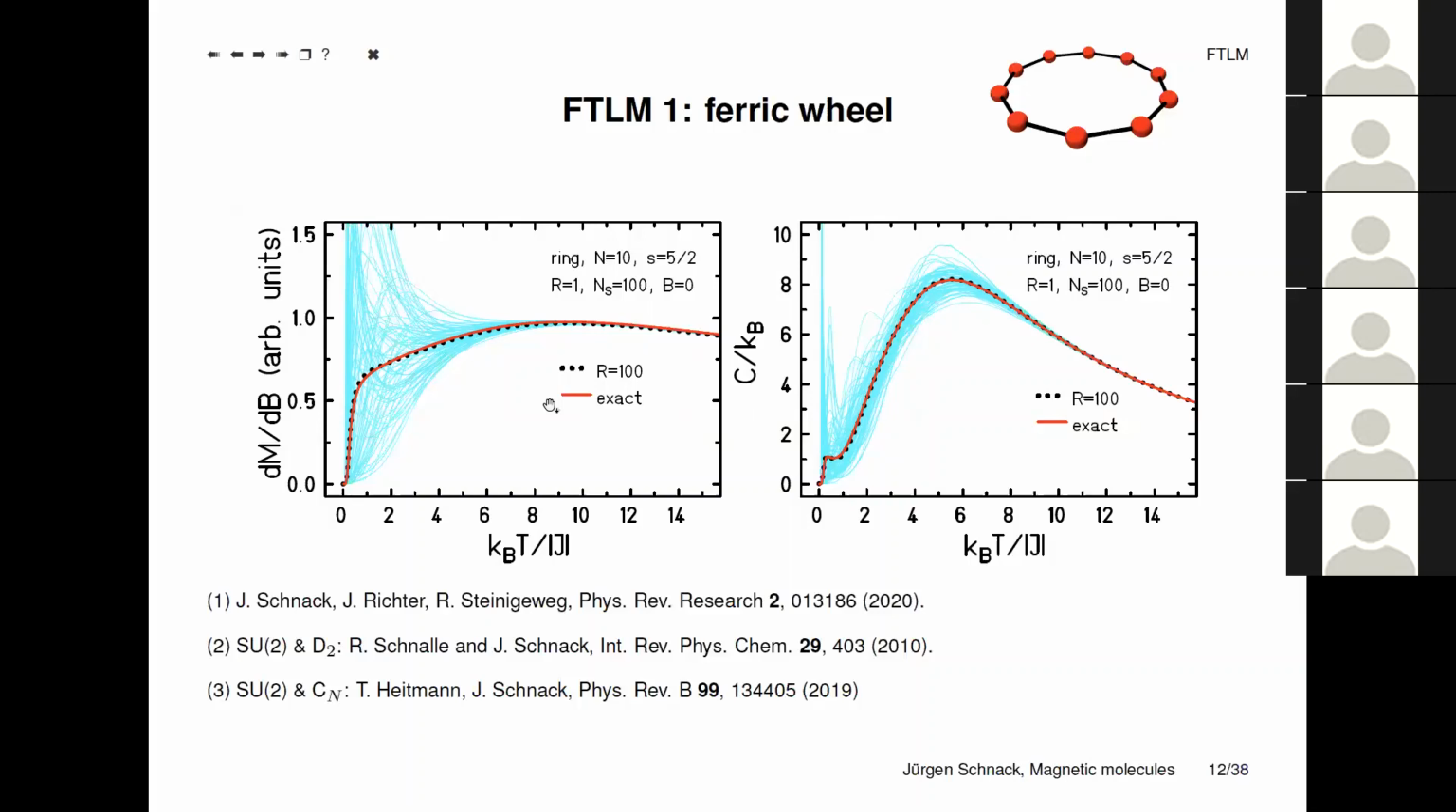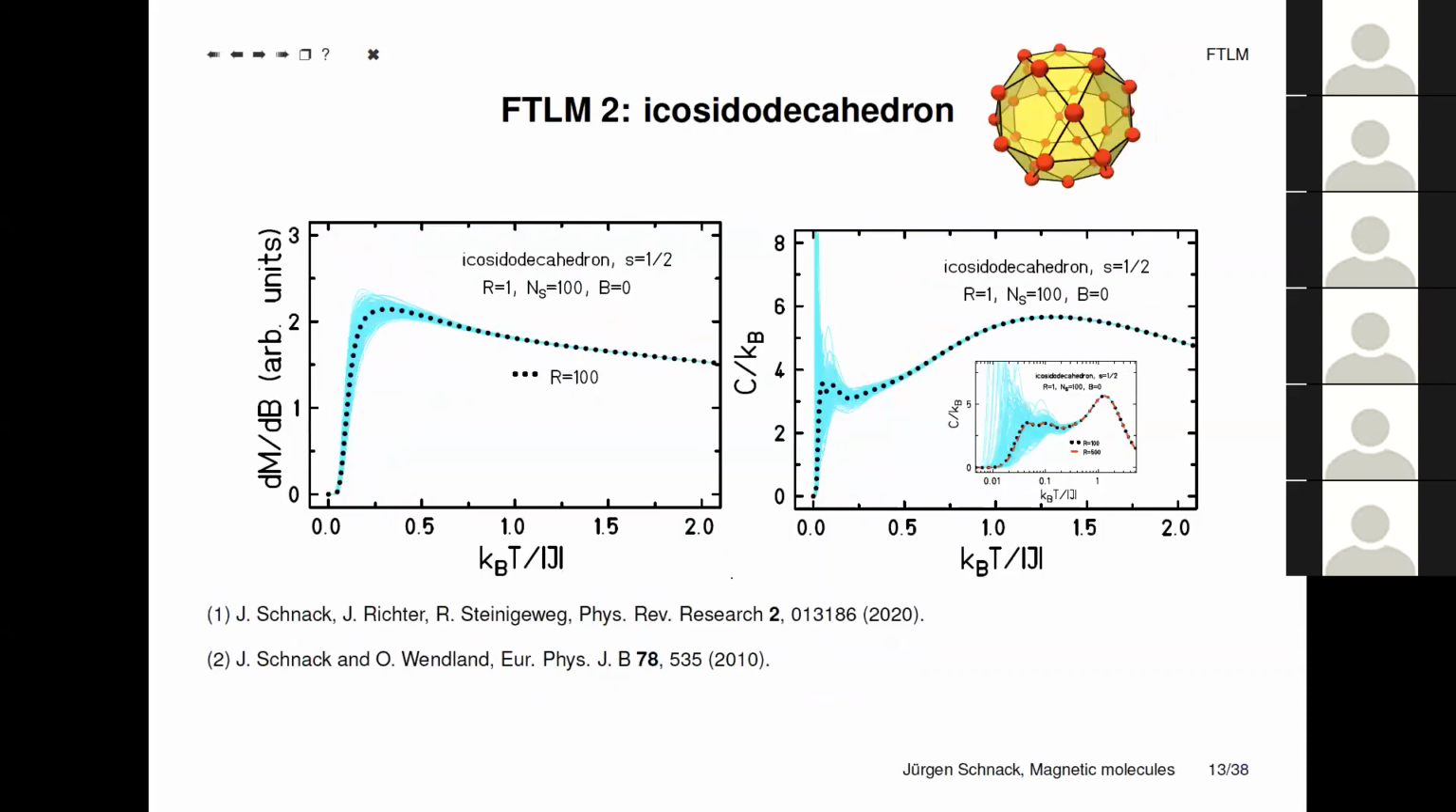So we can do, for the ferric wheel, although it has got Hilbert space dimension 60 million, we can diagonalize this exactly using SU2 and point group symmetries. This is a tedious way to do it, but in this case it works and gives us a nice chance to compare this approximation to an exact result. And on the right-hand side is the same for specific heat. And let me jump to a second example. This is the icosidodecahedron. It belongs as a molecule to the class of clathrates. These are polyoxometalates.